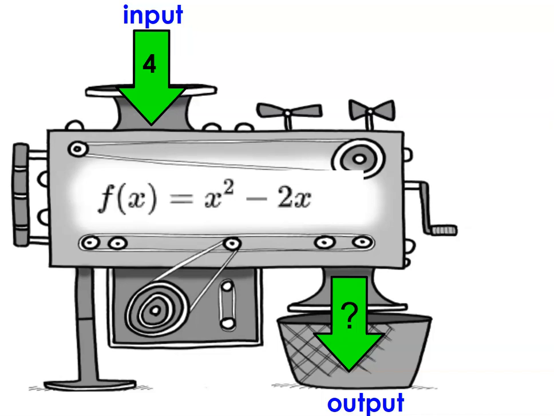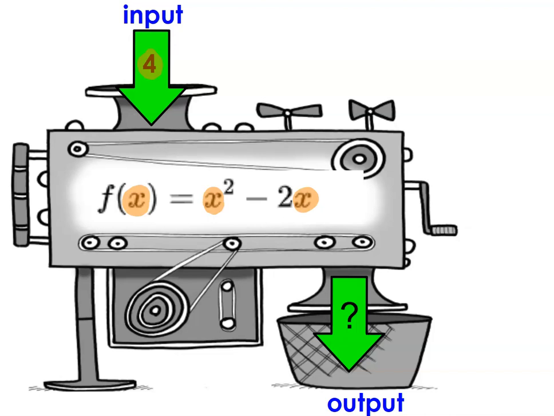So what we're going to do is we're going to take that 4, which is our x value. I'm going to color code. You're going to take that 4, and wherever you see an x in f of x, you're going to replace that x with a 4. All right? So I'll repeat that real quick. We're going to put the 4 in for x wherever we see an x in f of x.